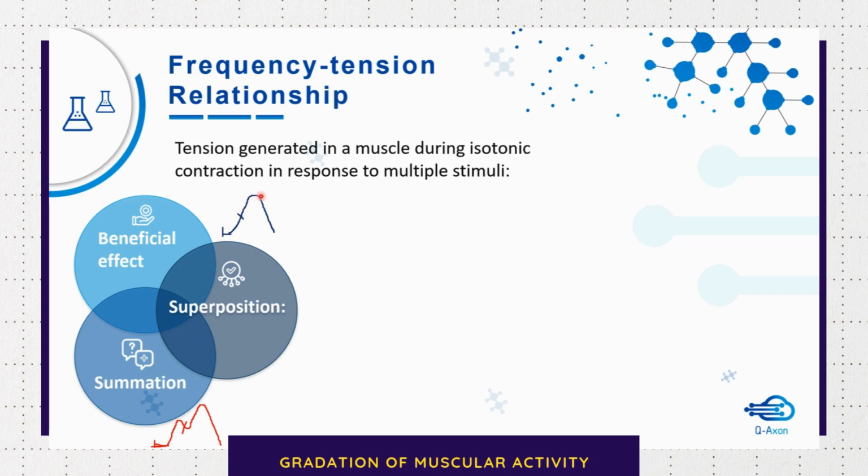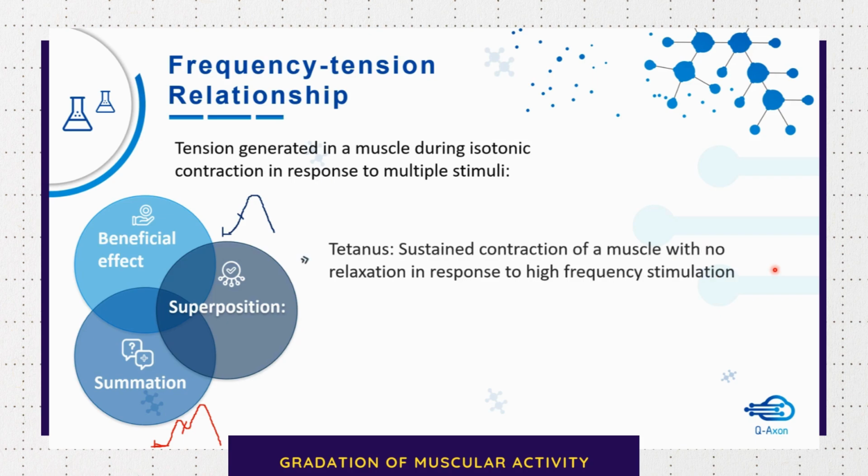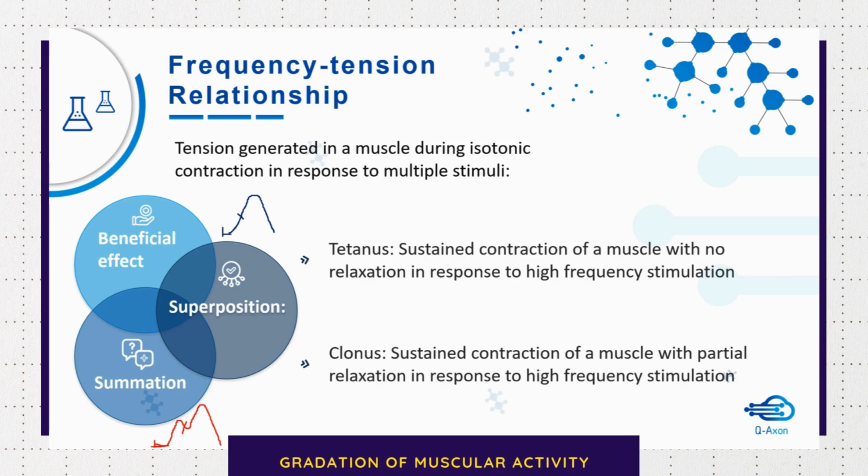Now, what if instead of 2 stimuli, we give multiple stimuli? The outcome is either tetanus or clonus. So, if every second stimulus is given in the relaxation period of the preceding curve, then you get clonus, which means that each time the muscle begins to relax, but then again goes into contraction. Then it begins to relax and goes into contraction. So you will see this visibly in the muscle in the form of jerky contractions because the muscle is not relaxing fully.